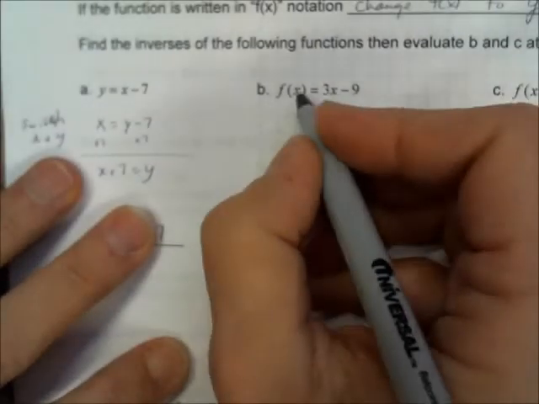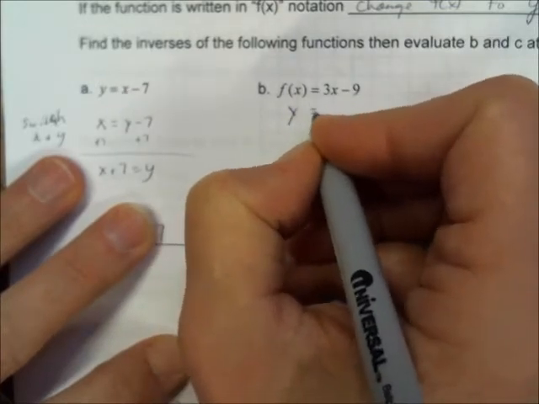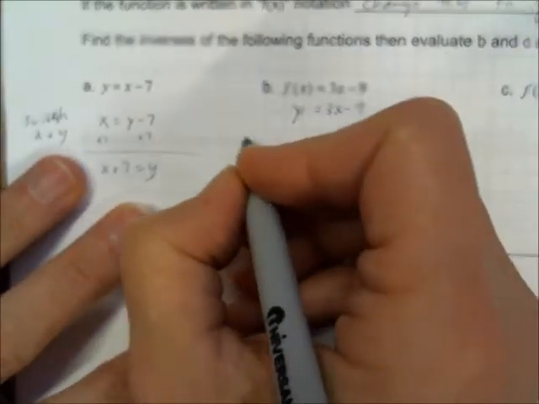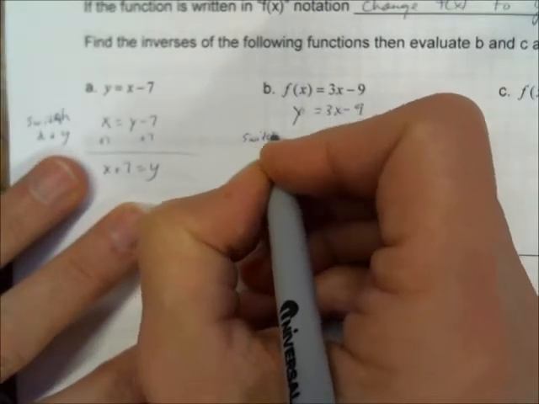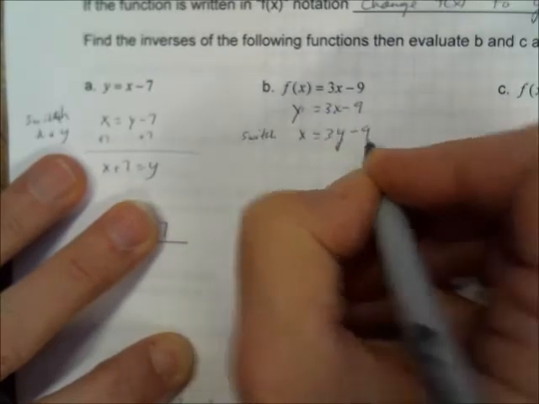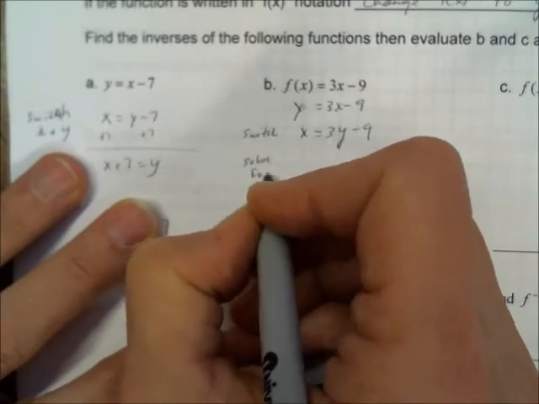The second example, you are given an f of x, so the first thing you're going to do is put a y in its place. Y equals 3x minus 9. After you get the y in there, then you're going to switch the x and y. So it's x equals 3y minus 9, and then you're going to solve for y.